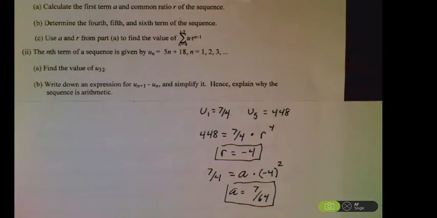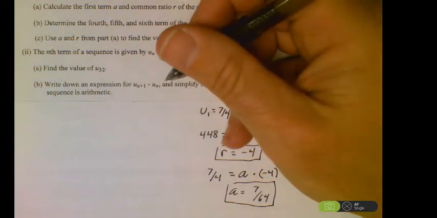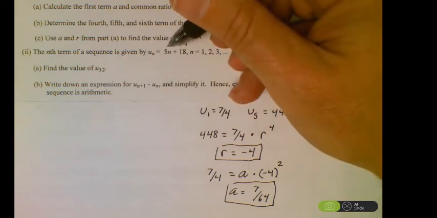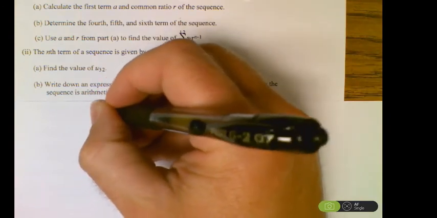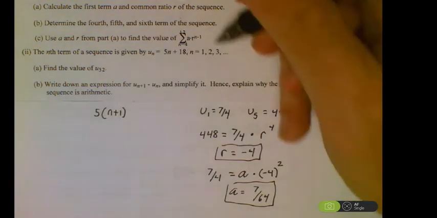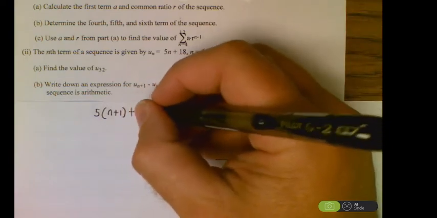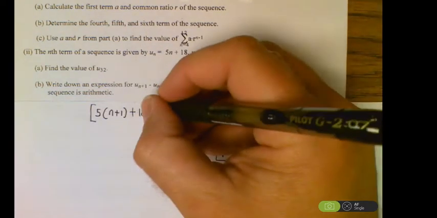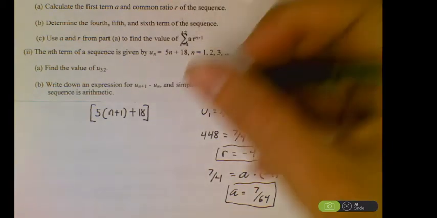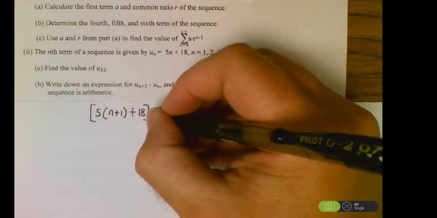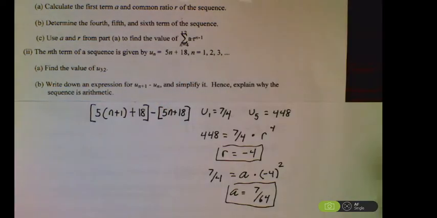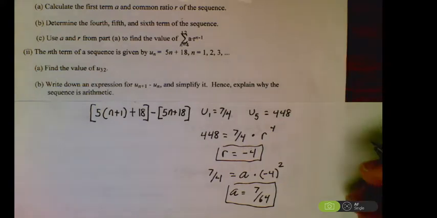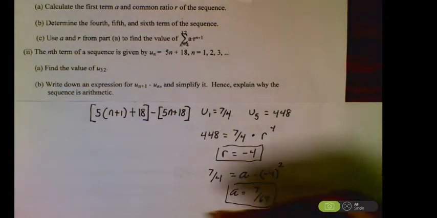And so that's really what's being described by this. So for this one, to get the expression, u of n plus 1 would mean 5 times n plus 1 plus 18. So 5 times n plus 1 plus 18. So I have that expression minus u of n, which is just the 5n plus 18. So that's what they're wanting us to show. And then we're just going to do a little cleanup on that as best as we can.